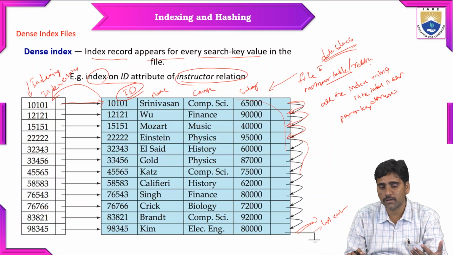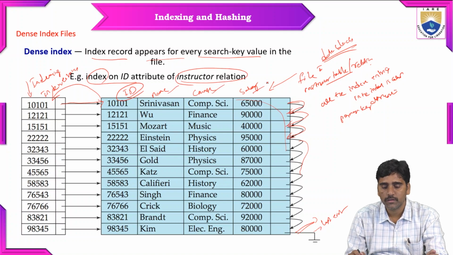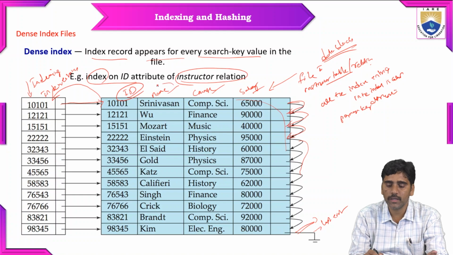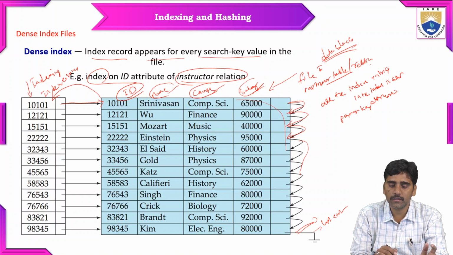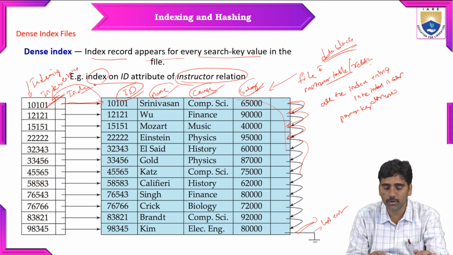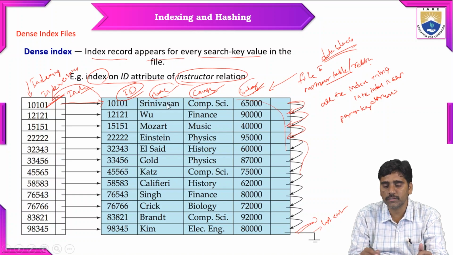The table contains index, instructor ID, instructor name, instructor course, and instructor salary. The name, course and salary are non-prime attributes. And the index on ID, what is this? It is the index, and we can call it an index entry, because it is the entry inside the index. This is the index on the ID attribute of the instructor relation.